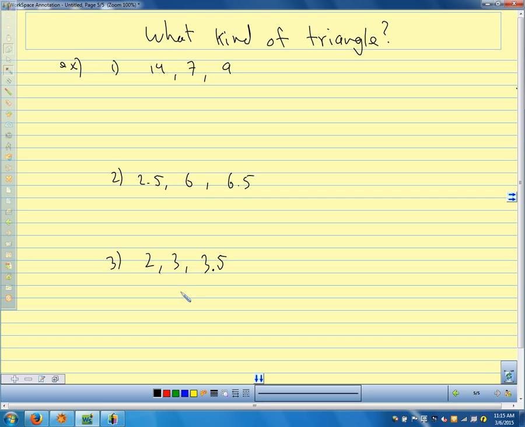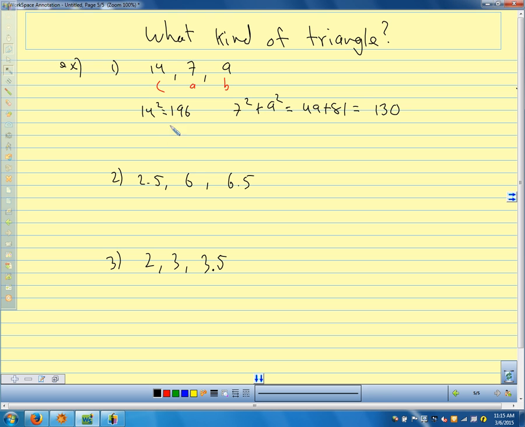So let's do the first one together, and then we'll figure out what kind of triangle this is, and then I want you guys to work on the other two. All right, so which side is going to be C here? 14. I'm going to call this C. We can call that A and that B. So we do C squared, 14 squared is 196. 7 squared plus 9 squared is 49 plus 81 equals 130.